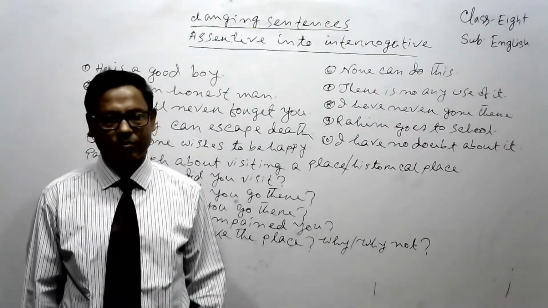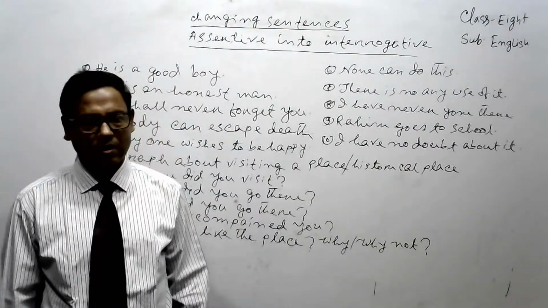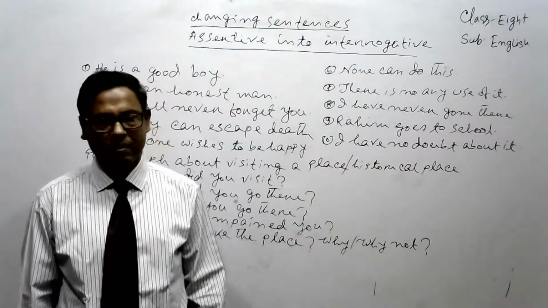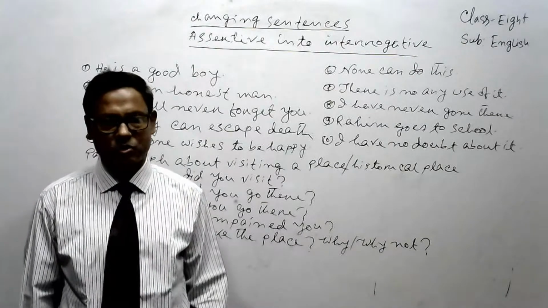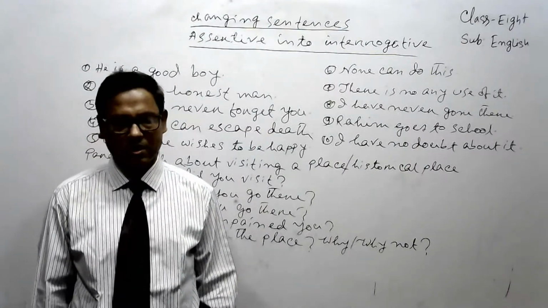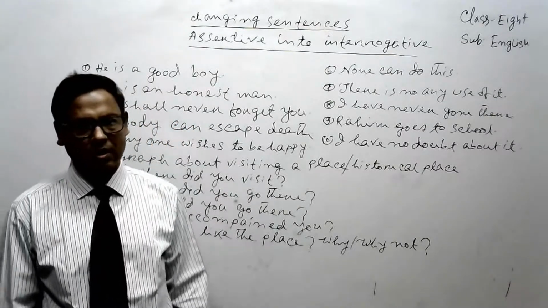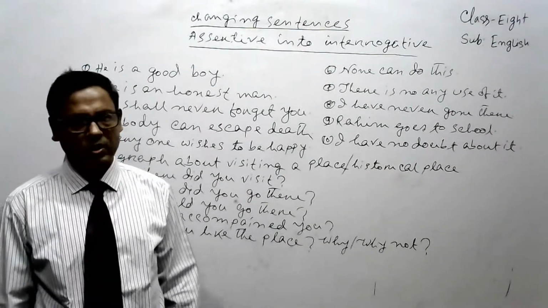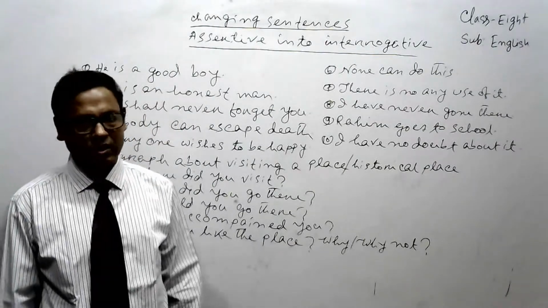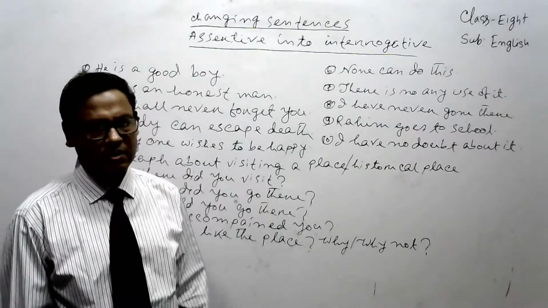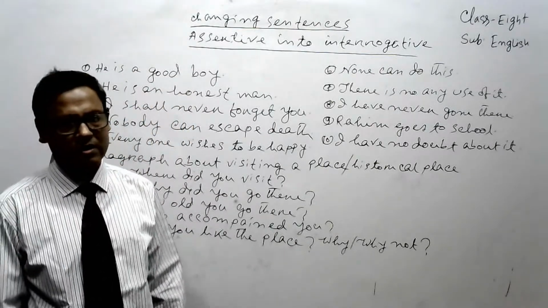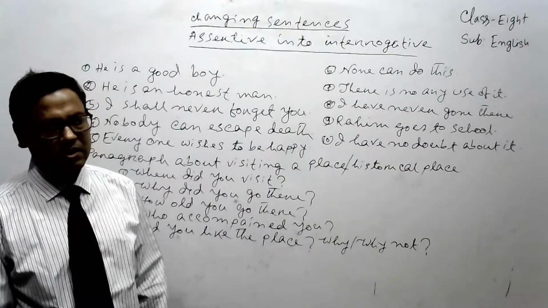There are seven usual rules of transformation: affirmative to negative, affirmative to interrogative, imperative, optative, exclamatory; simple, complex, compound; positive, comparative, superlative; active voice, passive voice; direct narration, indirect narration; and parts of speech. So you can understand that there are seven usual forms of transformation of sentence. Today I am going to teach changing a sentence from assertive to interrogative. There are many ways of changing, and I have already discussed conversion and transformation.